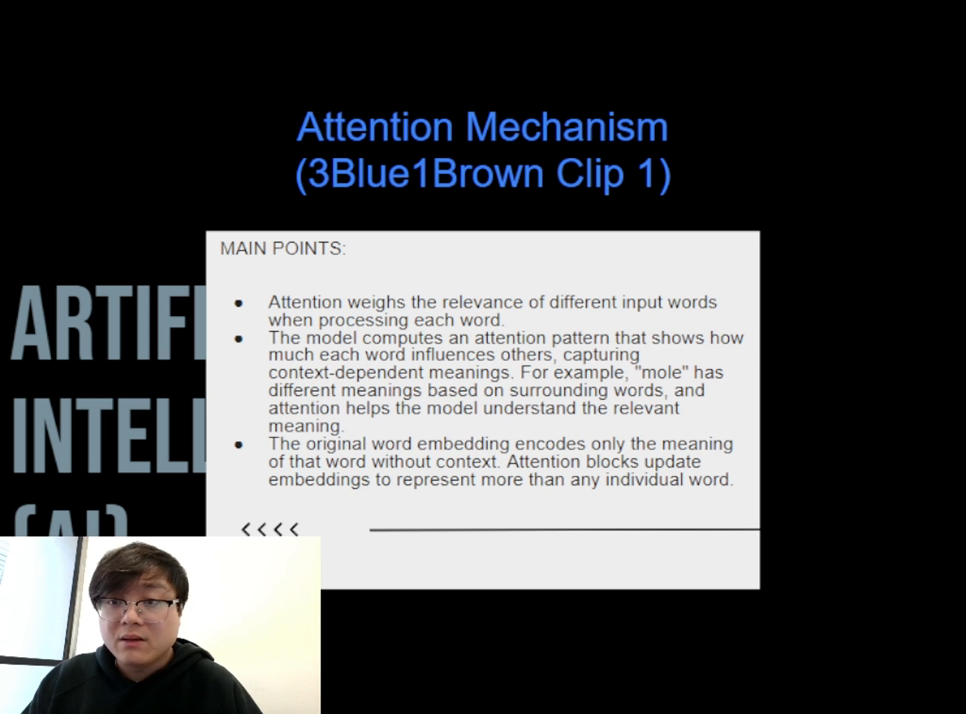Originally, word embeddings, representations of words in AI models, only capture their basic meanings without context. But with attention, these embeddings are updated dynamically, allowing models to understand the relationship between words better. In short, attention is what enables AI to grasp nuanced meanings in language, making modern models like GPT so powerful.